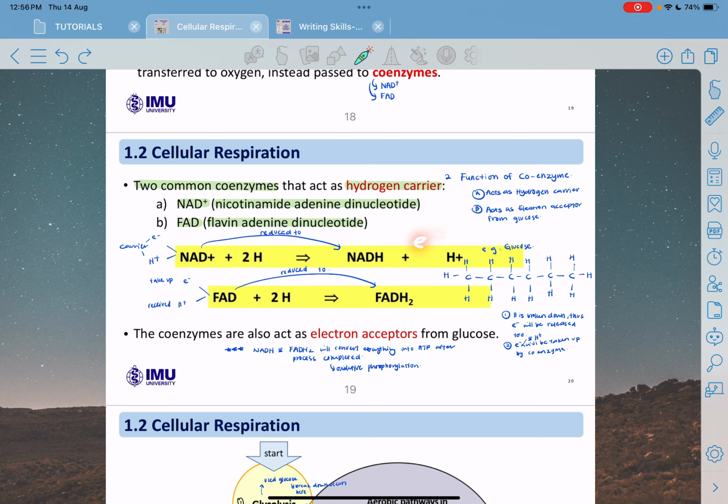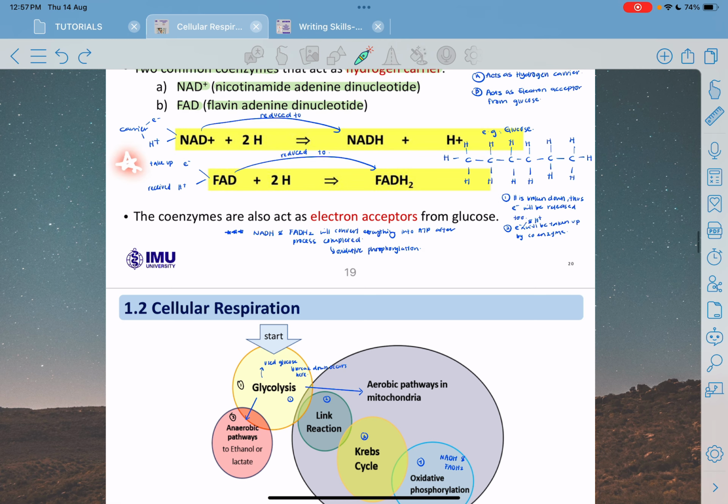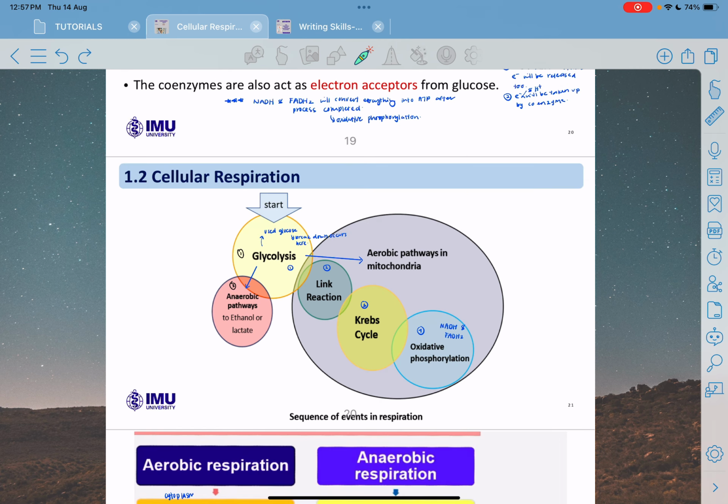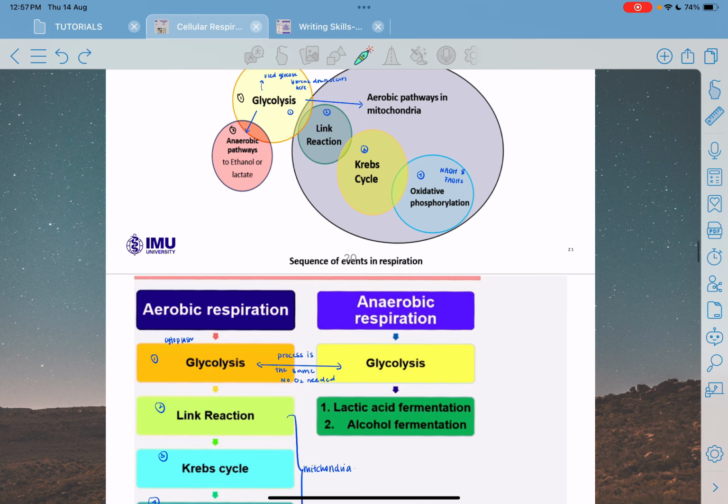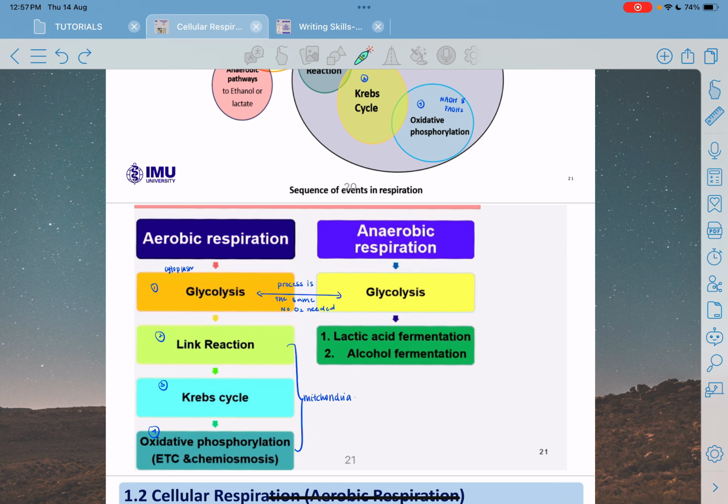Because you can't just leave electrons alone. At the end of the day, it's going to be even more negatively charged. It's going to be very weird. Also, when it takes hydrogen, it will be reduced into this one. This one very important. I know this video is very fast, but you go slow. You try to understand slowly.